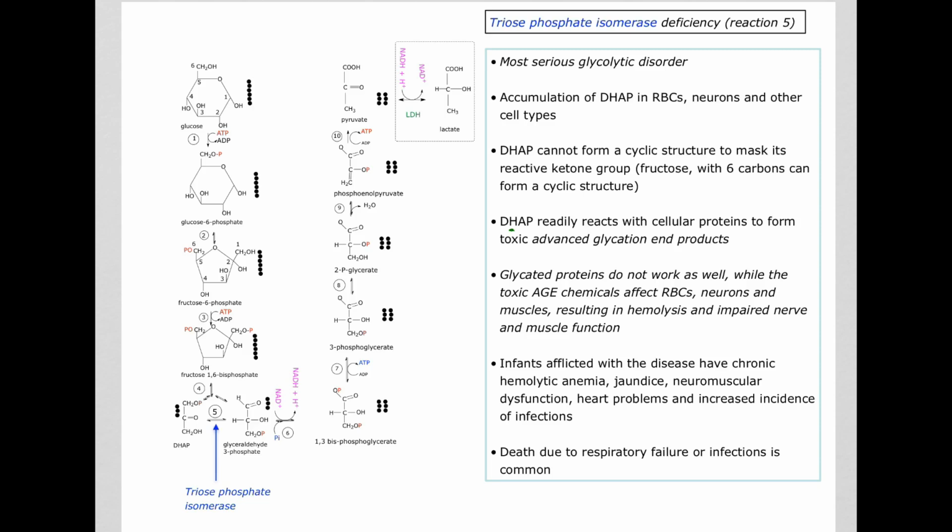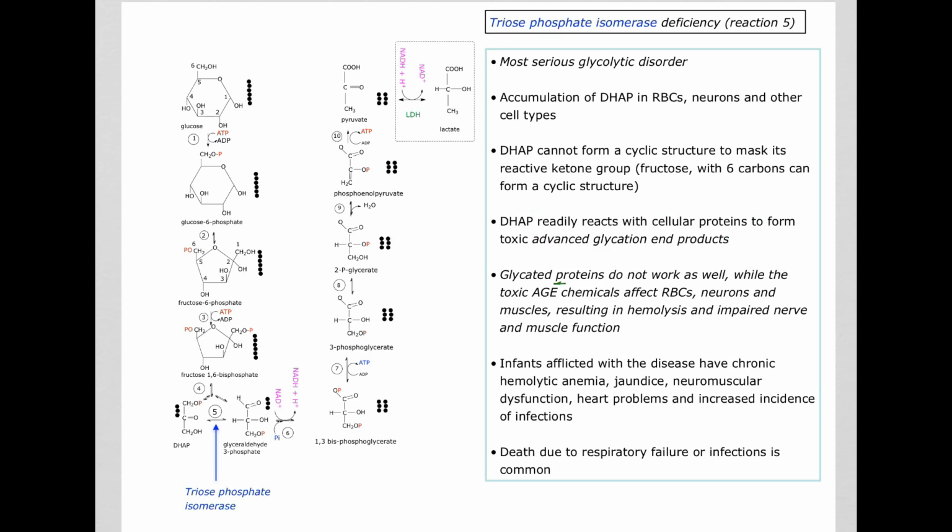So aldehydes and ketones are very reactive even in water. Therefore, the accumulated dihydroxyacetone phosphate will react with all kinds of cellular proteins as well as other small amines, because ketones and aldehydes react very, very well with amines under cellular conditions in water, 37 Celsius, and that leads to the formation of what we call advanced glycation end products, or AGEs. Something very similar we see in uncontrolled diabetes.